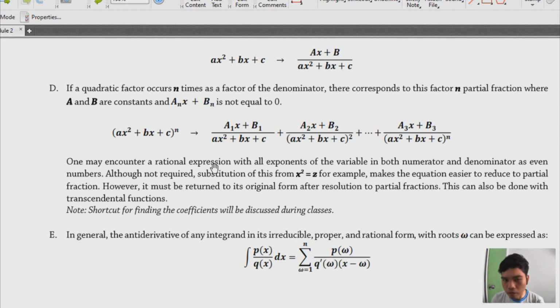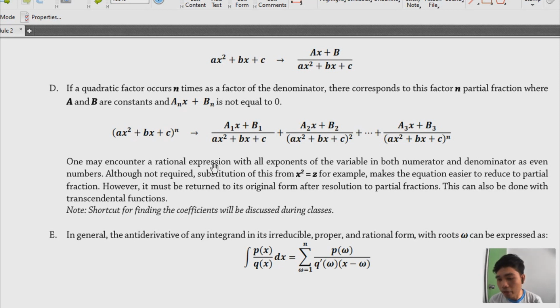Let me just read this. One may encounter a rational expression with all exponents of the variable in both numerator and denominator as even numbers. Although not required, substitution of this form x squared is equal to z, for example, makes the equation easier to reduce to partial fraction. However, it must be returned to its original form after resolution to partial fractions. This can only be done with transcendental functions.